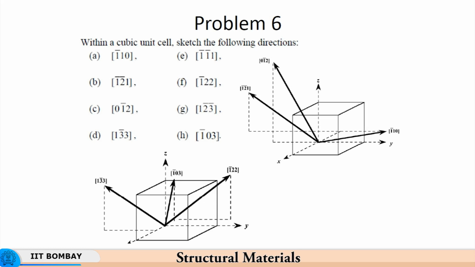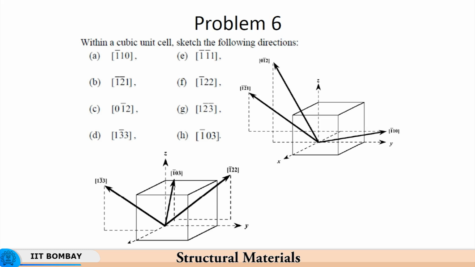For B, bar 1, bar 2, 1. So, for B you have bar 1 is -1, bar 2 is in the negative y direction. So, it is 2 units in the negative y direction and 1 unit in the z direction, and also 1 unit in the negative x direction. So, negative x is here, bar 1, bar 2, and then finally you go to 1. So, this is how you draw this, you identify the head of the direction.